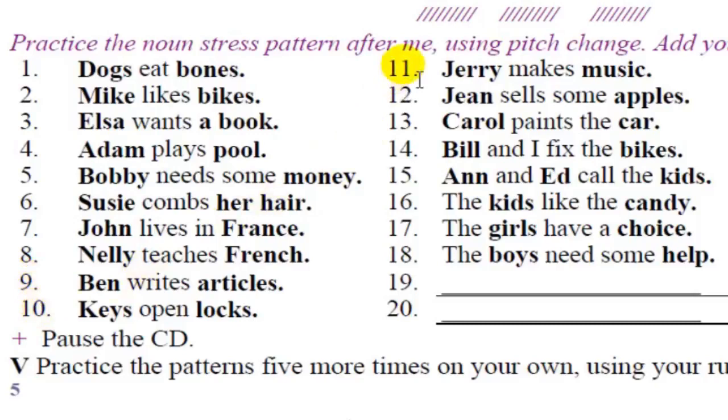11. Jerry makes music. 12. Jean sells some apples. 13. Carol paints the car. 14. Bill and I fix the bikes. 15. Ann and Ed call the kids. 16. The kids like the candy. 17. The girls have a choice. 18. The boys need some help. Pause the CD. Practice the patterns 5 more times on your own using your rubber band.